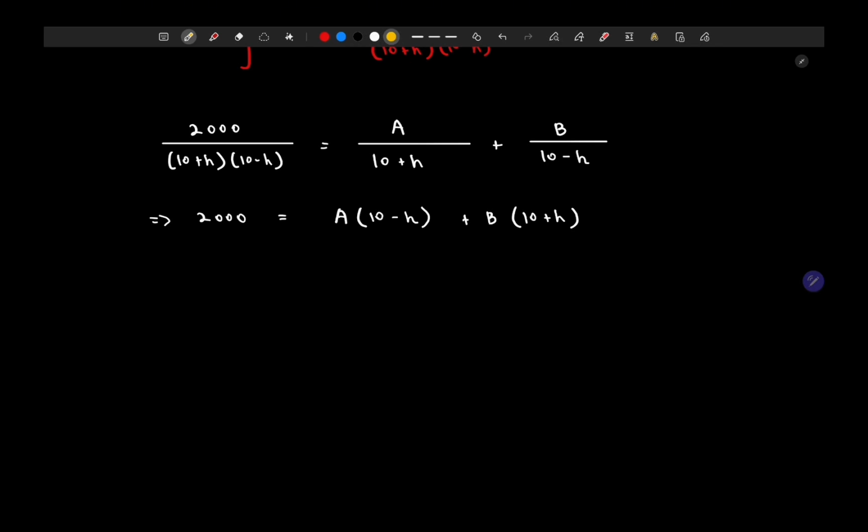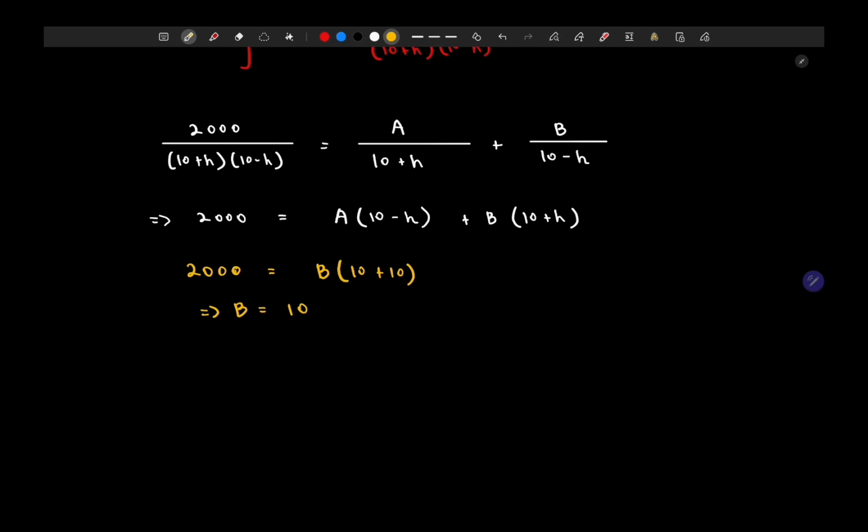The first thing we need to do is eliminate one of the variables. Let's say I want to eliminate the variable a. In order to eliminate a, this must be equal to 0. So when the value of h is 10, this is equal to 0, so a times 0 is equal to 0. So we can say that 2000 is equal to b(10 plus 10). So the value of b is 10.